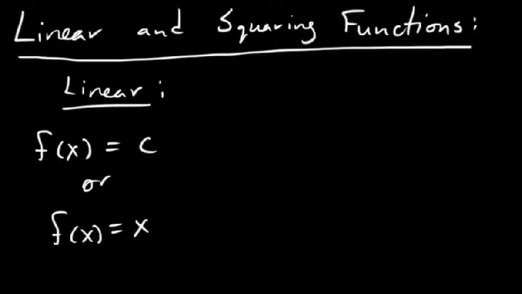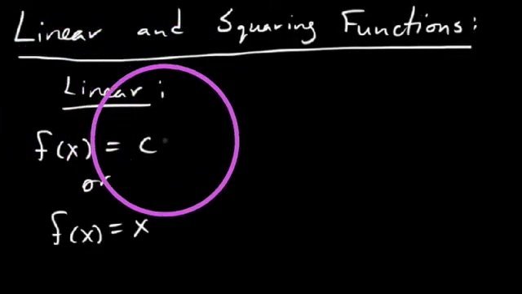Instead of having to memorize every single graph, there are infinitely many, we can just memorize a simple core set of graphs and then just understand how changing their rule affects the graph. So anyways, let's go ahead and start over here on the left with linear.